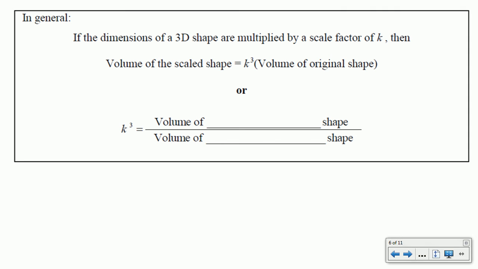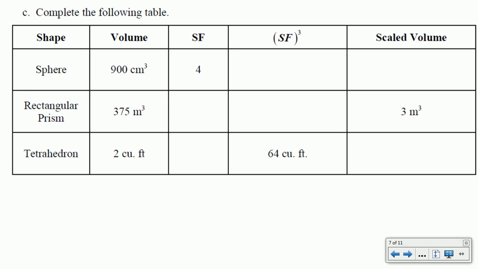So in general, if the dimensions of a 3D shape are multiplied by a scale factor of k, then the volume of the scaled shape is k cubed times the volume of the original shape, or k cubed equals the volume of the scaled shape divided by the volume of the original shape. So now we're going to complete this table.